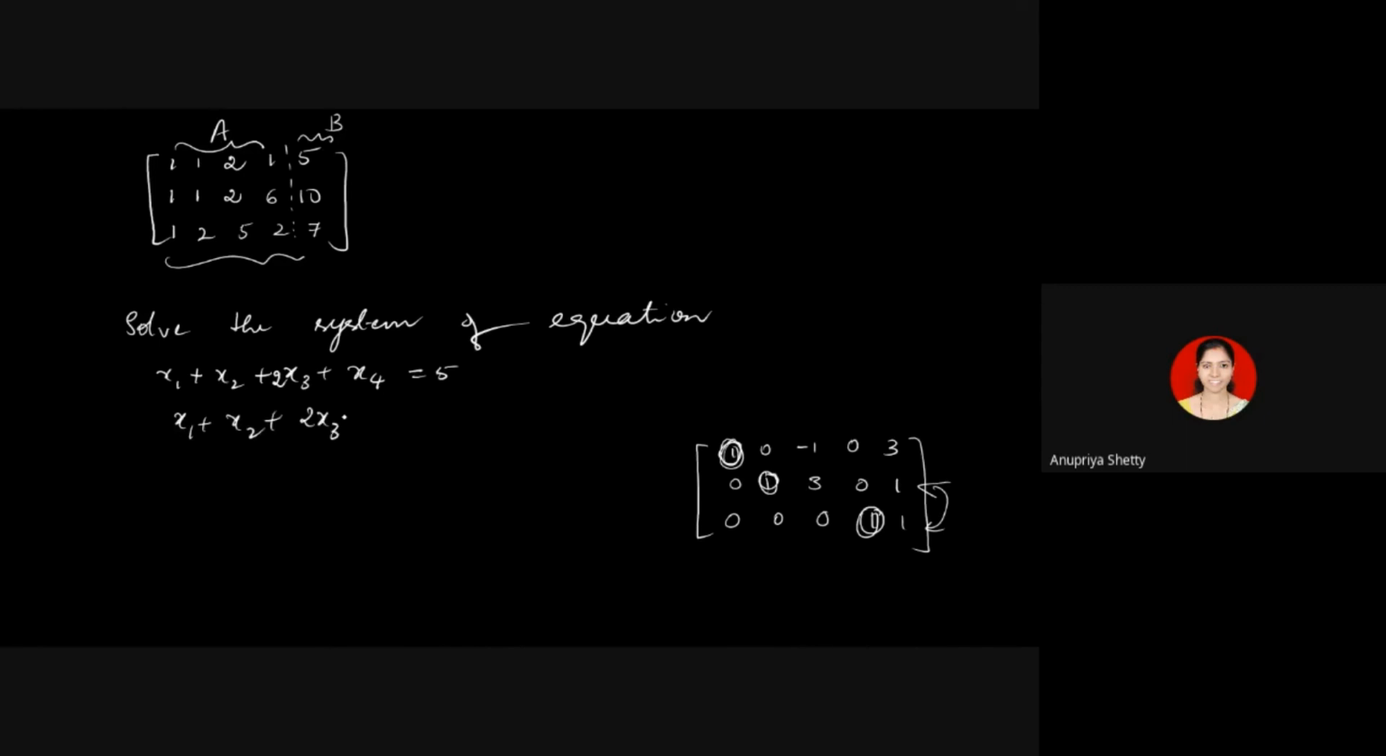So suppose the question is, solve the system of equations. I'll write down the system: x1 plus x2 plus 2x3 plus x4 equal to 5; x1 plus x2 plus 2x3 plus 6x4 equal to 10; and x1 plus 2x2 plus 5x3 plus 2x4 equal to 7. Suppose this was the system given to you to solve.